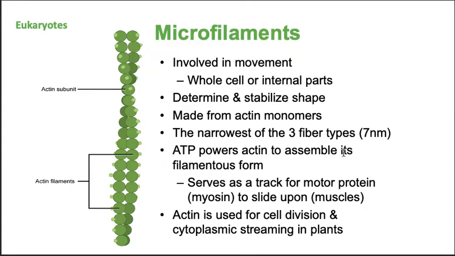ATP powers actin to assemble its filamentous form, right? So to grow this chain, it takes ATP to add on each bead to the next one, okay? And actin is part of what we just saw for our muscles, right? Actin and myosin interact together to allow for motor movement, right? So actin specifically serves as a track for the motor protein myosin to slide upon, and that's your muscle contraction. Actin is also used for cell division and cytoplasmic streaming in plants.